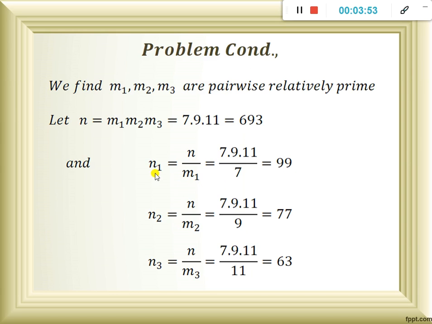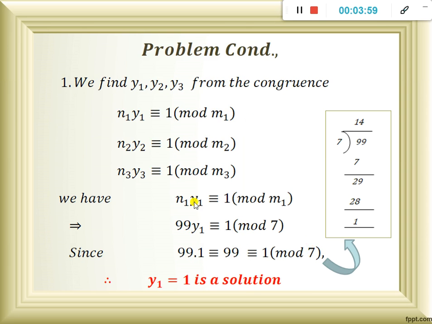So now I have the a1, a2, a3 values and the n1, n2, n3 values. What is the rest of the things? We need to find the y1, y2, y3 values. For that, we need to satisfy this condition. So what is that condition? n1 into y1 is congruent to 1 mod m1. So here I am going to replace the n1 value, which is 99, and the first divisor m1 value equal to 7, and the remainder is 1, right?